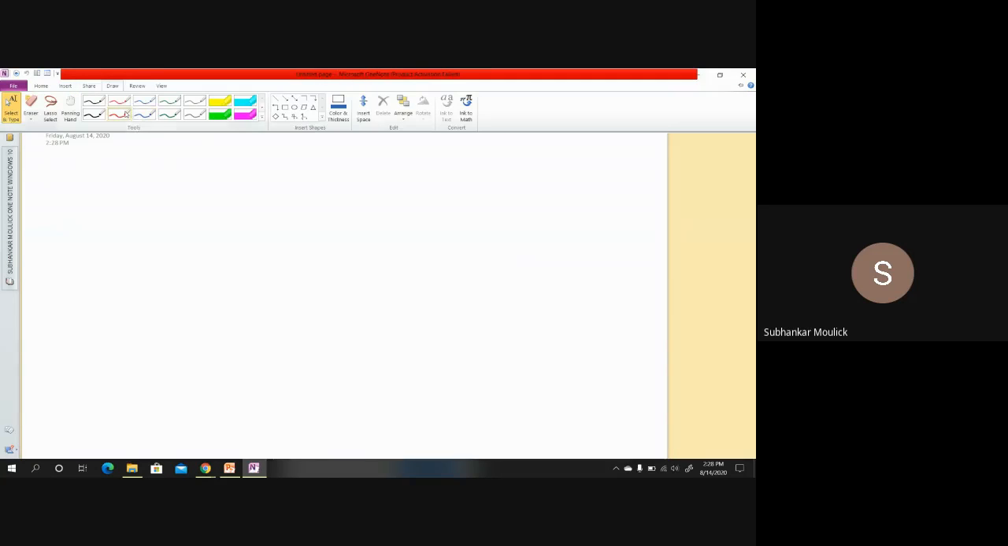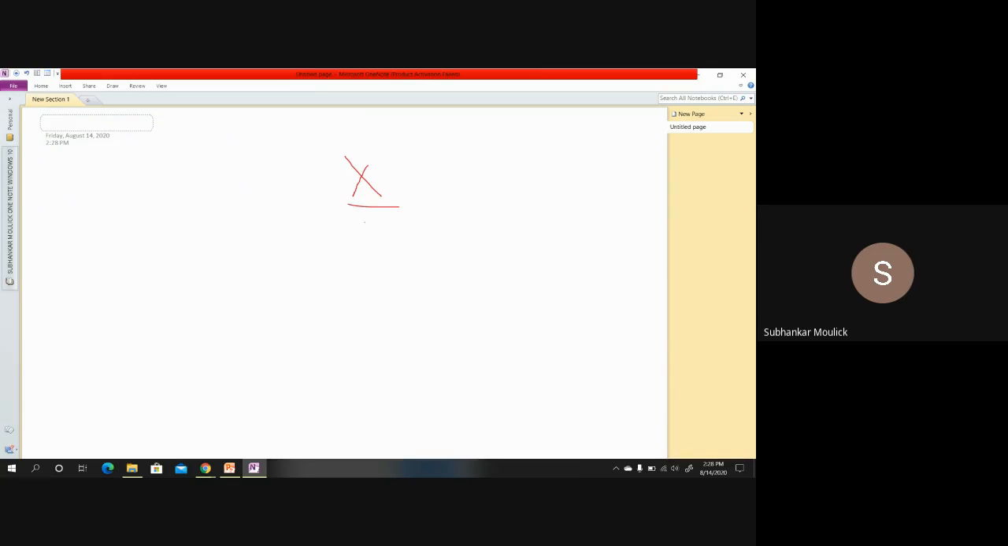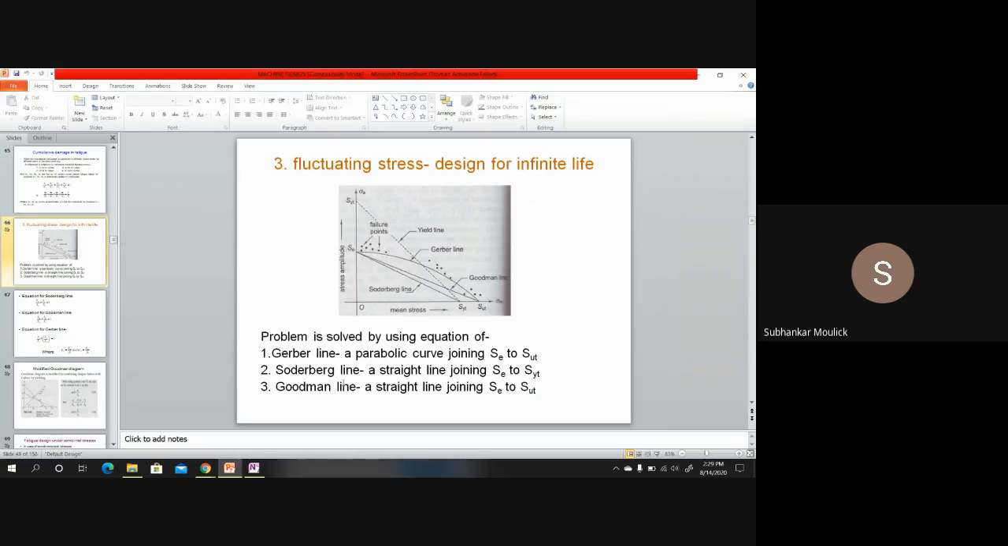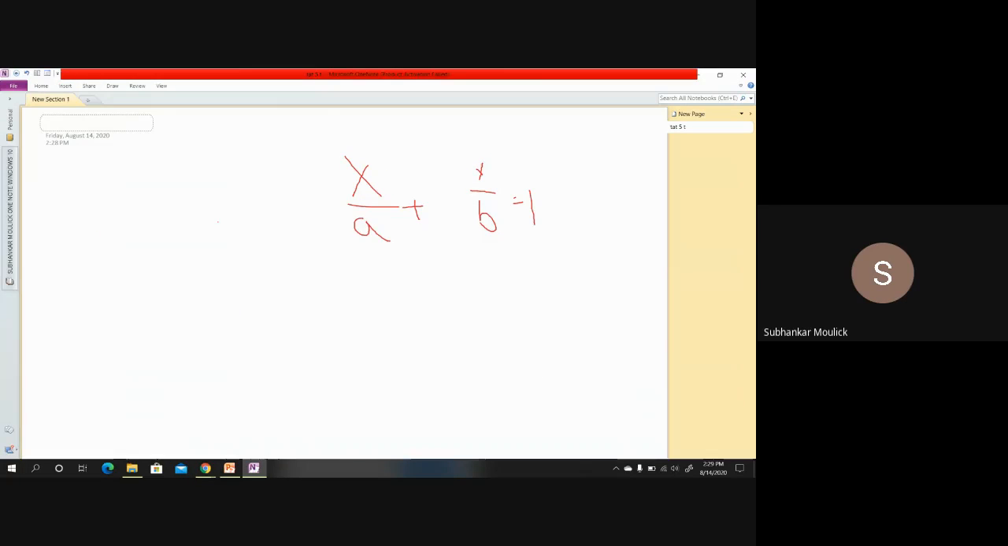Okay. Equation of straight line is x by a plus y by b is equal to 1. What are a and b? A and b are intercepts on x and y axis. So if I want to write down the equation of Soderberg line, x is your sigma m, so sigma m divided by a. A is the intercept on x-axis.